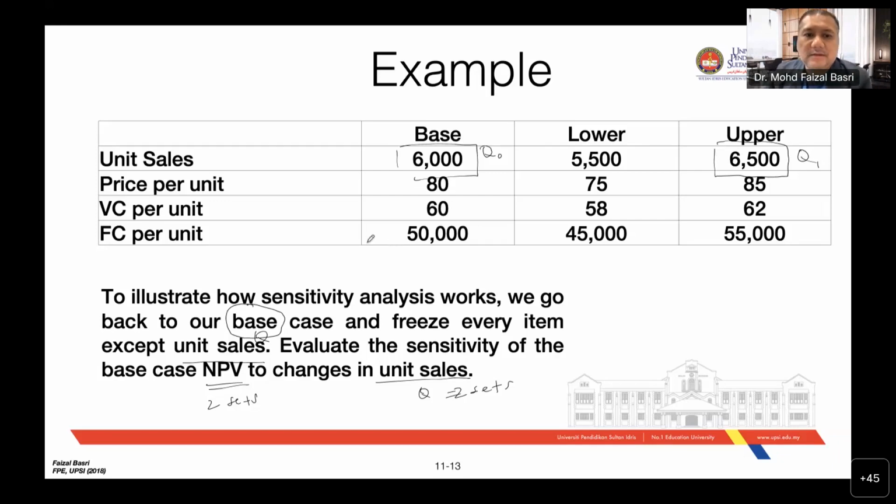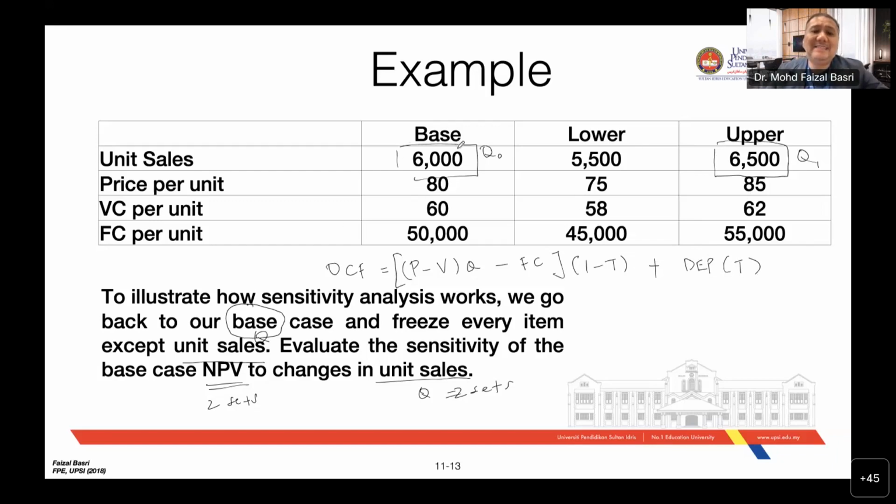Okay, so for OCF, remember the formula from earlier: price minus variable cost times Q, minus fixed cost, this would be your operating cost, times 1 minus tax, and minus depreciation times tax. Eh, minus rather plus. Plus depreciation times tax.